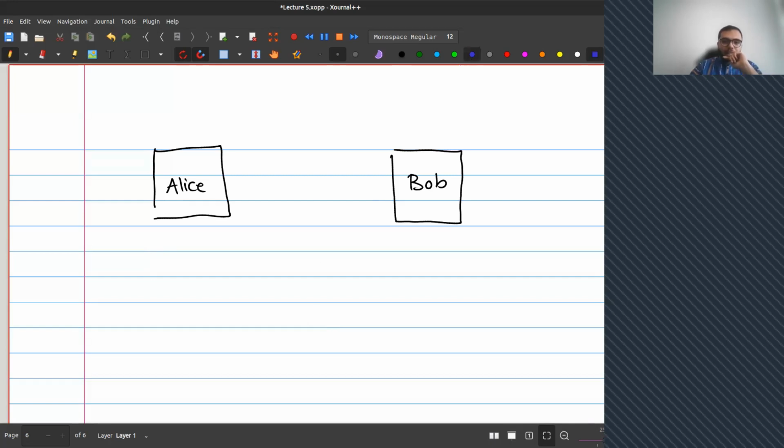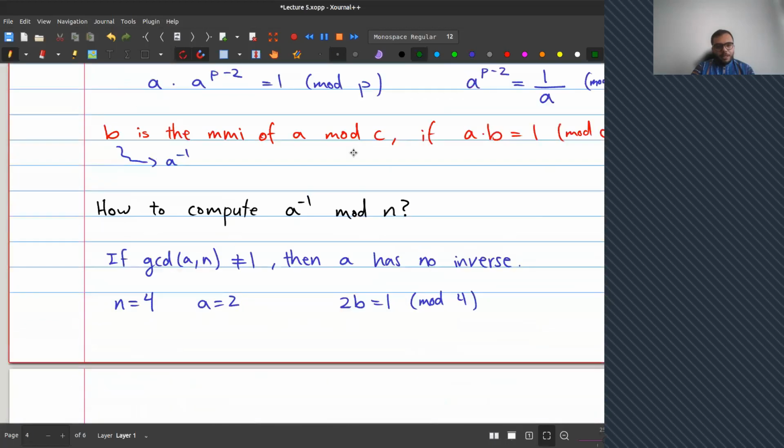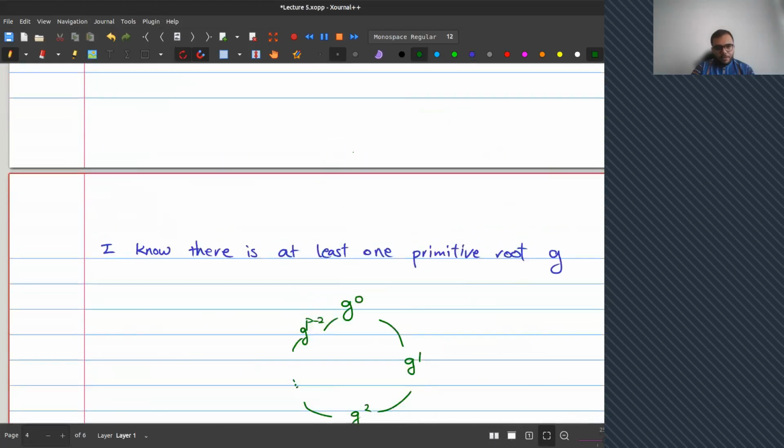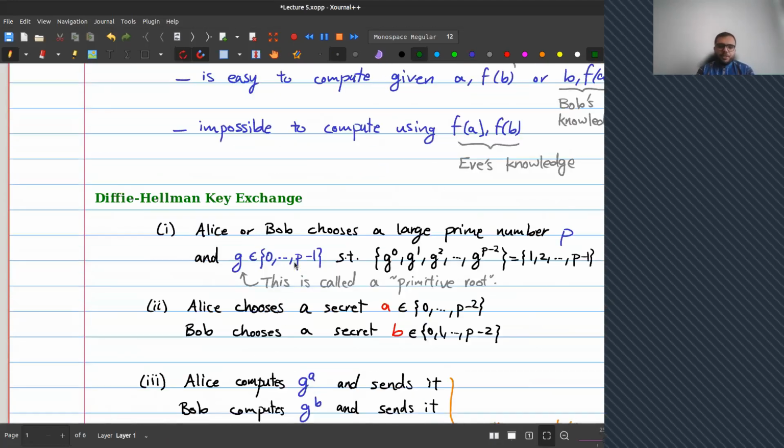And I have the exact same problem as before. Whatever I put online, or whatever Bob sends to me, is going to be seen by an eavesdropper, Eve. In this situation, what I can do is go back to the Diffie-Hellman idea, and look at all the information that was shared.